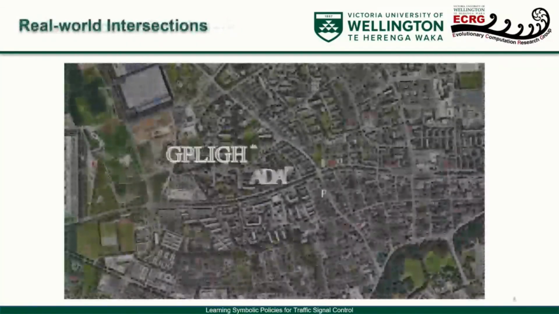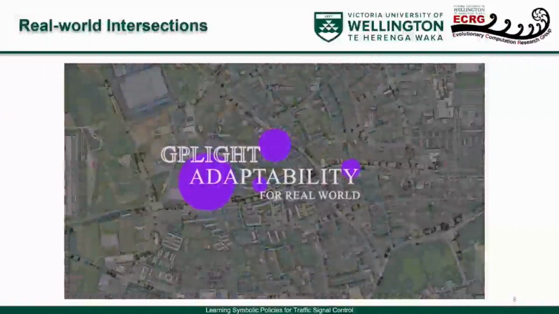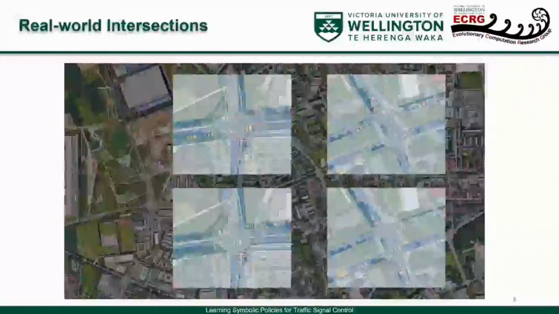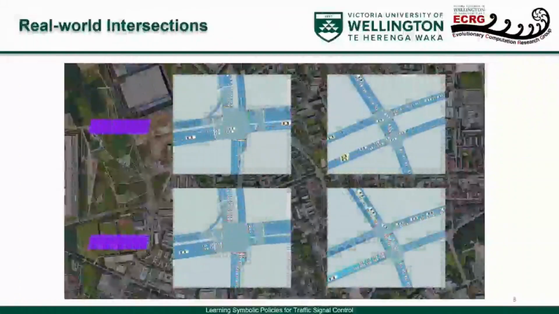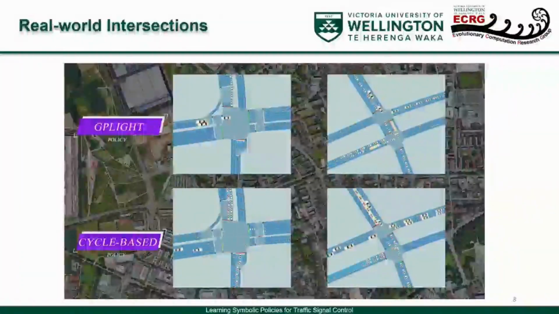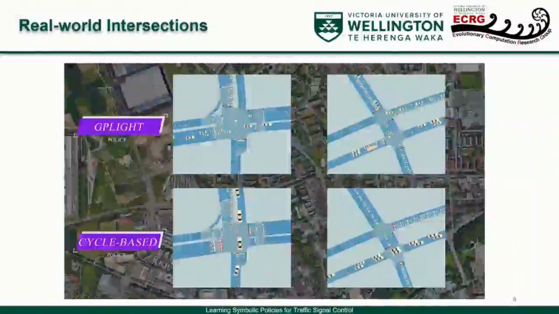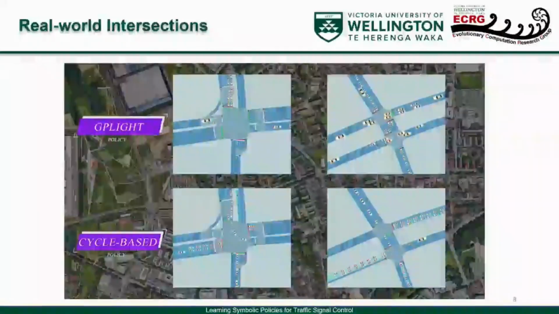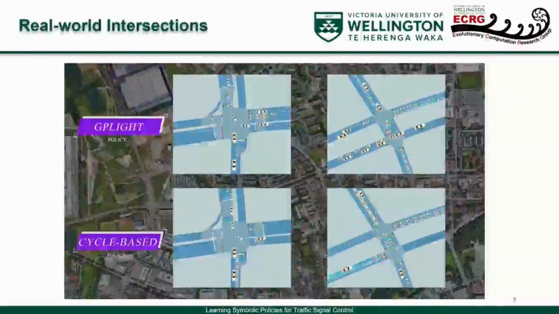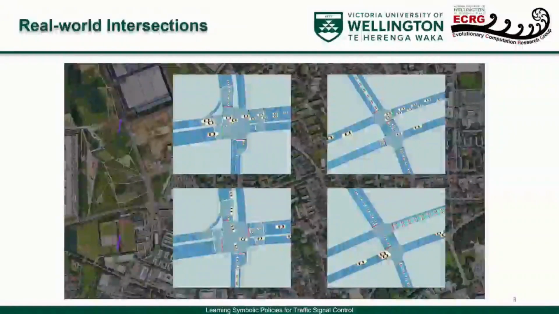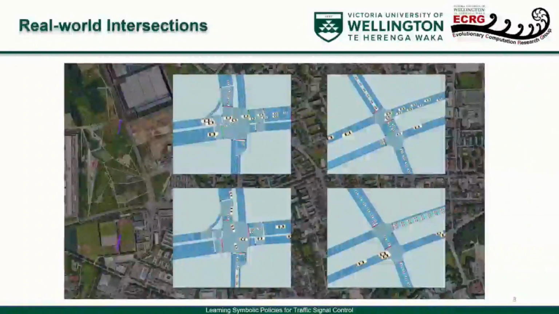And another video shows a real-world map. This is a more complex intersection, and we can see the above is our GP Light model, and below is an existing circle-based policy. You can see how they behave differently and how the above policy can make the traffic flow more smoothly.